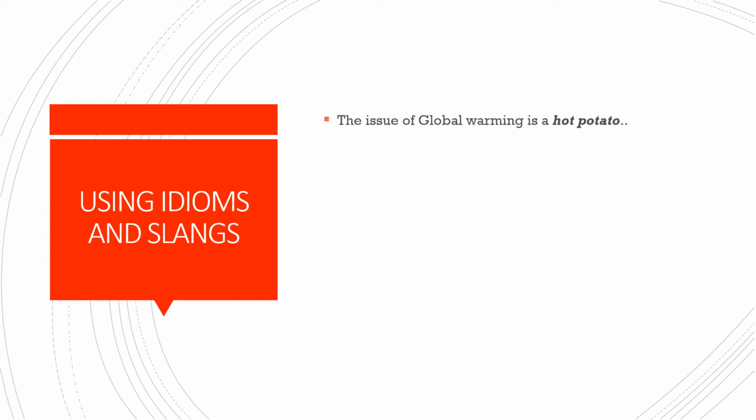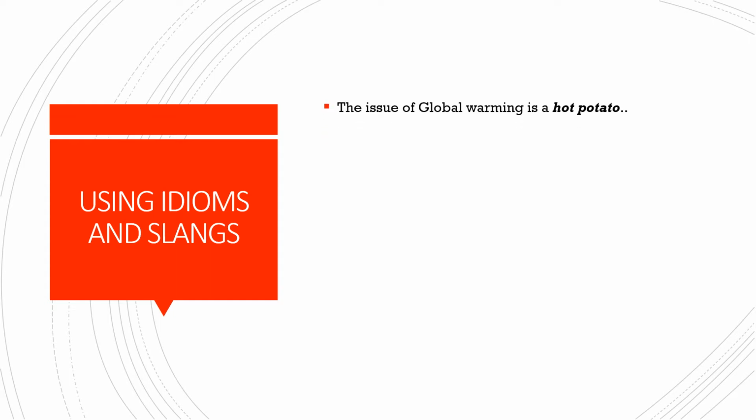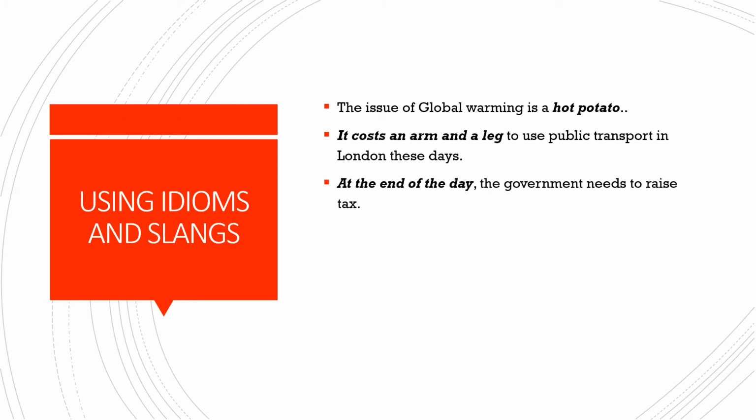Some of the examples which I have shown here: the issue of global warming is a hot potato. Then I have written, it costs an arm and a leg to use public transport in London these days. At the end of the day, the government needs to raise tax. There are some slang expressions also; just avoid them unless your English level is very close to native speaker level and you're very confident when using them. Slang words are not advisable in speaking or writing because they're quite informal and can be misunderstood if they are not used in the right context. I have written the examples here as well. These sentences which are slang are not at all used in IELTS, so make sure you also don't use them.